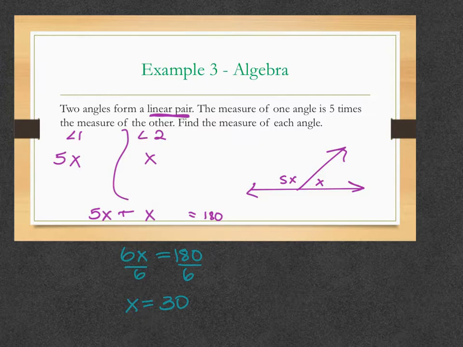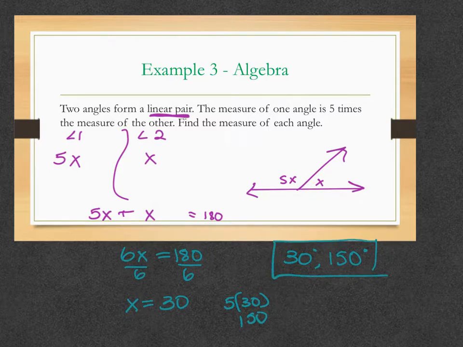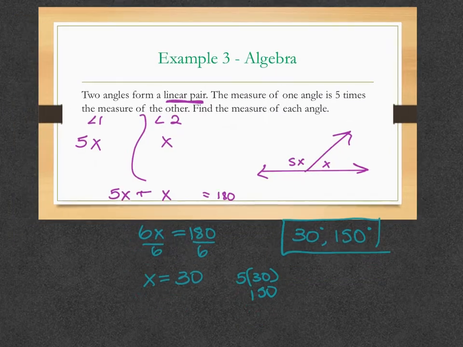Nope. What does it say? Each angle, which means what? I've got to plug that back in. So one of them is 30 degrees, but one of them is 5 times 30 degrees, which is 150. Now, if they're a linear pair, what should be true about the sum of my answers? Should be 180, so you can check it. Good. Do you write it like that? Yeah, you could just list it because they didn't give you names, right?